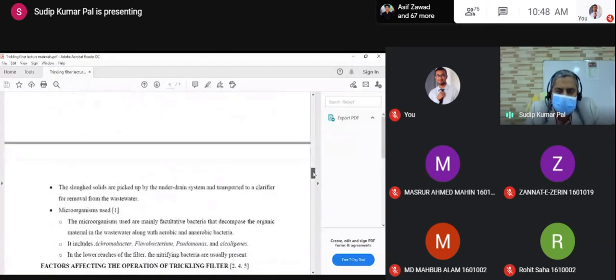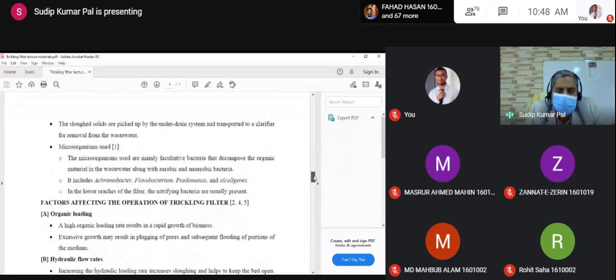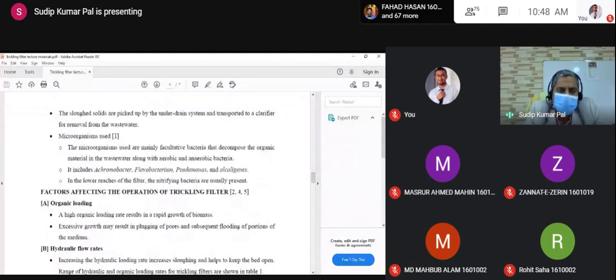So this is how the system works, and as you can see, this is the microorganism. The microorganisms used are mainly facultative bacteria that decompose organic material in wastewater, along with aerobic and anaerobic bacteria. Why use facultative bacteria? Facultative bacteria can survive in both aerobic and anaerobic situations. Also, it includes a few scientific names of the bacteria we used here. You should know the names.